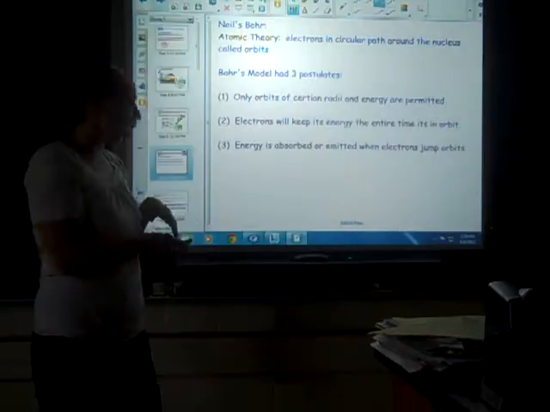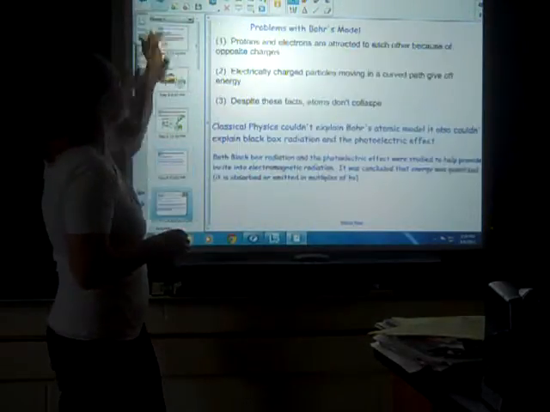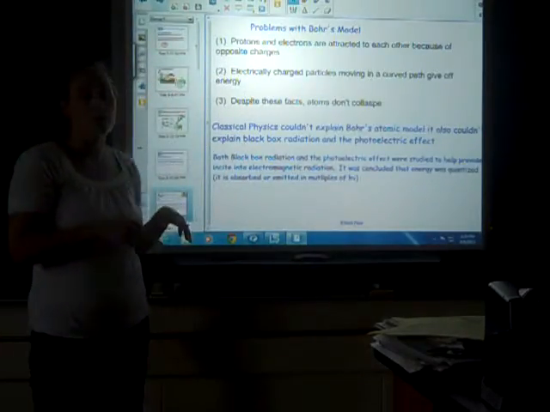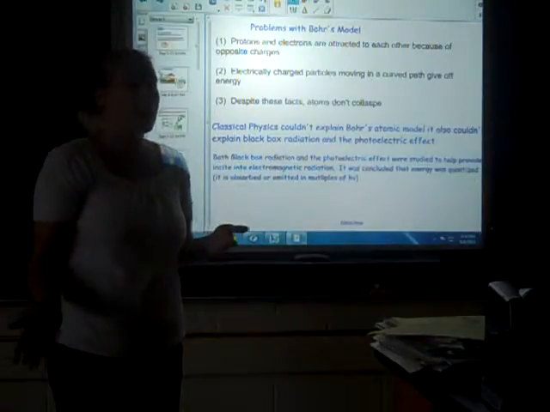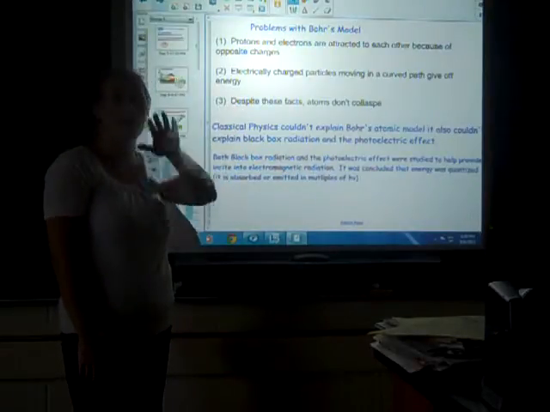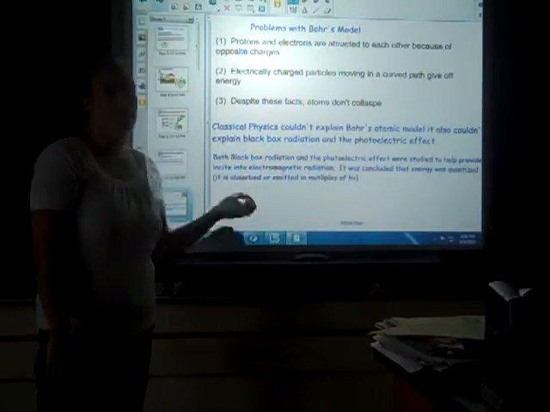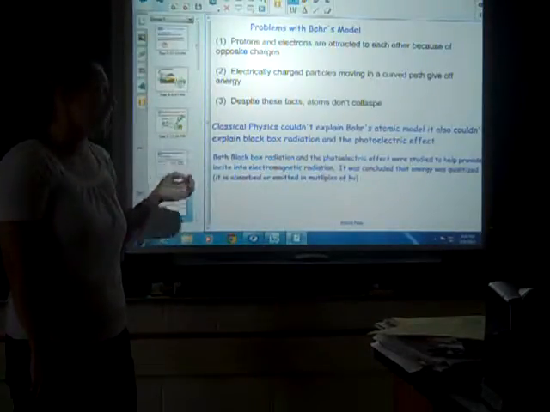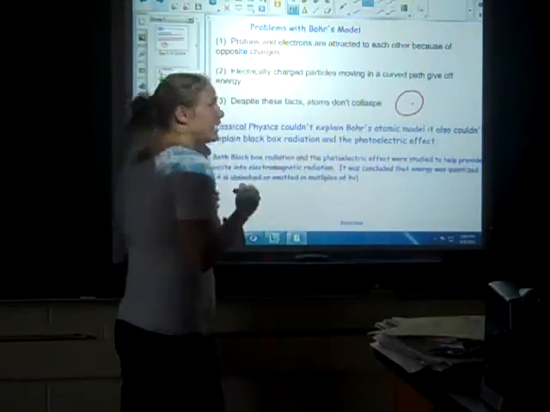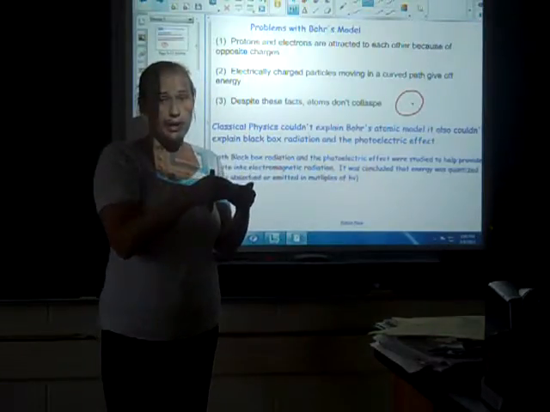All right, so there were some problems with Bohr's atomic model. So first, we know protons and electrons are attracted to each other because they have opposite charges. Positives and negatives attract. We also know that electrically charged particles moving in a curved path, like that circular orbit that Bohr hypothesized, should give off energy. Despite this, atoms don't collapse. So if this is actually true, then if electrons are traveling in a circular orbit, they should lose energy and they should eventually spiral in towards the nucleus, okay?